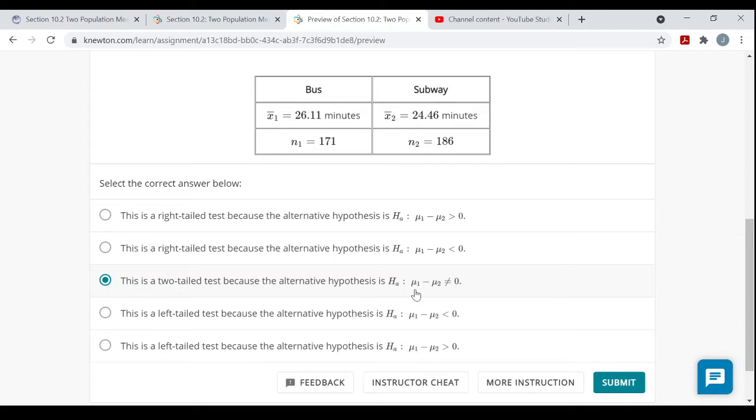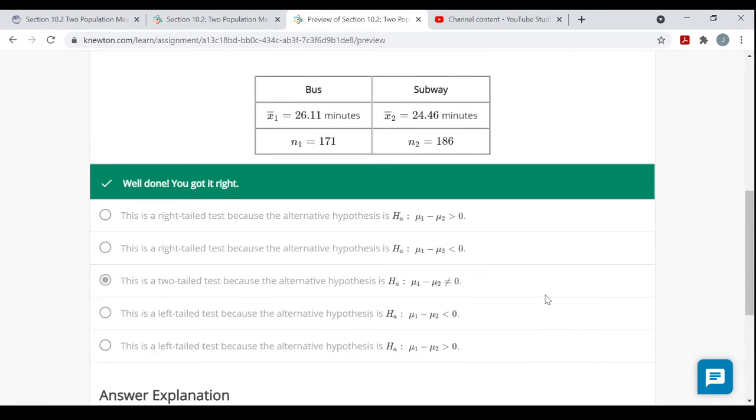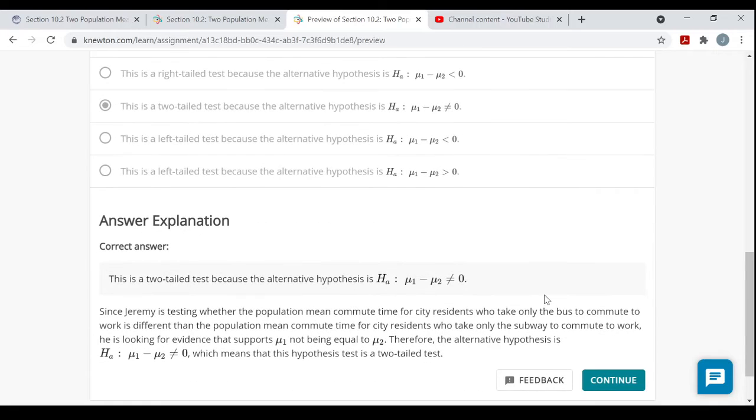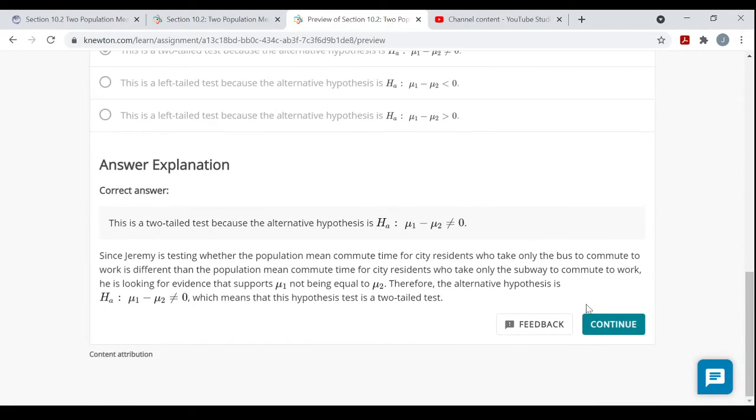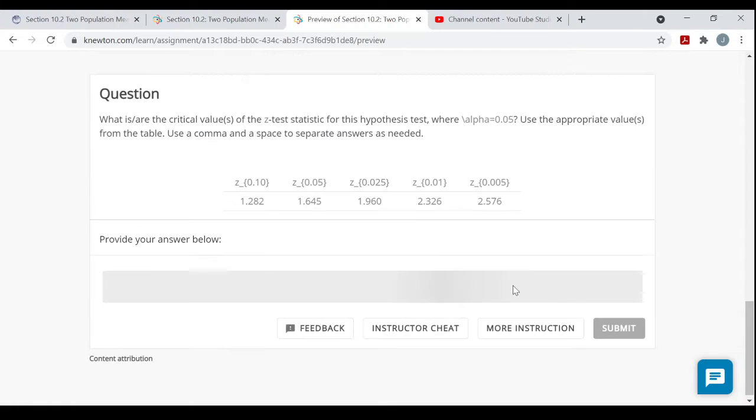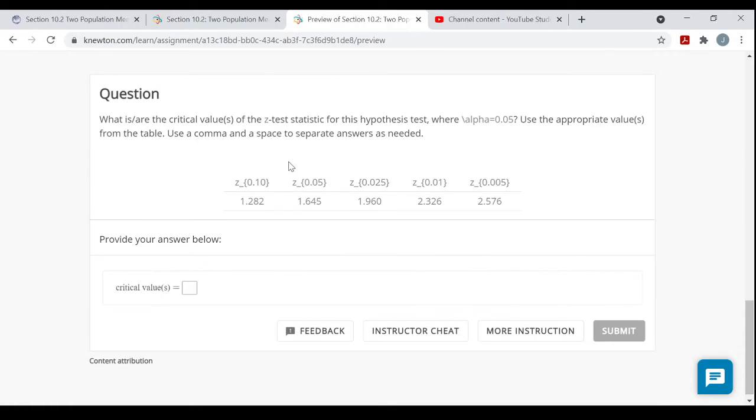Because the alternative hypothesis will be that the difference between these average commute times is not going to be zero. Right? They're going to be different in some way. All right. Wonderful. And then because it's a two-tailed test, you should be finding two critical values, and that's what they're asking us for in the next part.